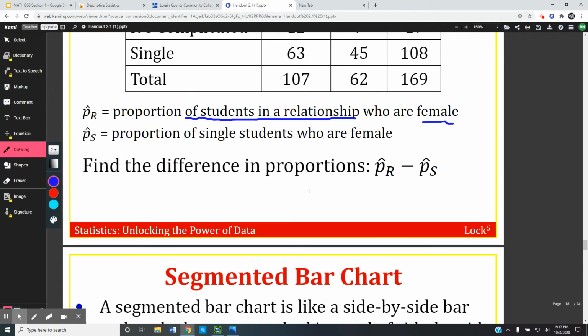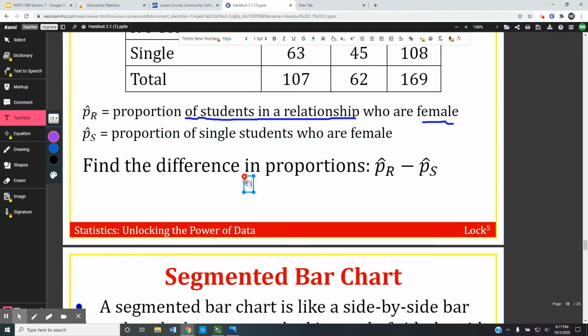Maybe be careful here, and I probably should write this down for you. Let me type it in here. Order matters. If I change it around into p-hat of S minus p-hat of R, the statistic would be completely different. It'd be negative 0.179, which would make a huge difference.